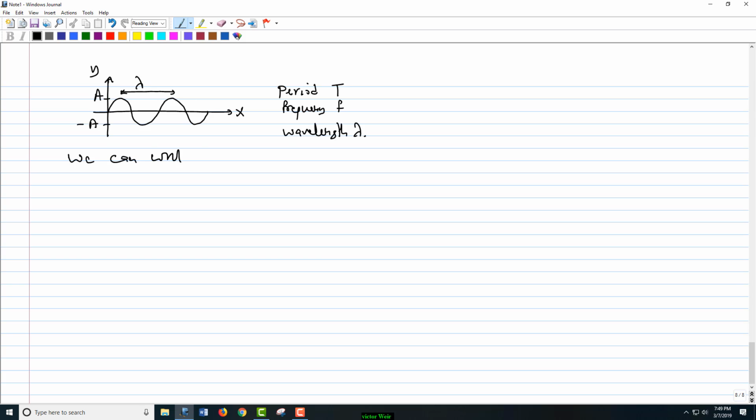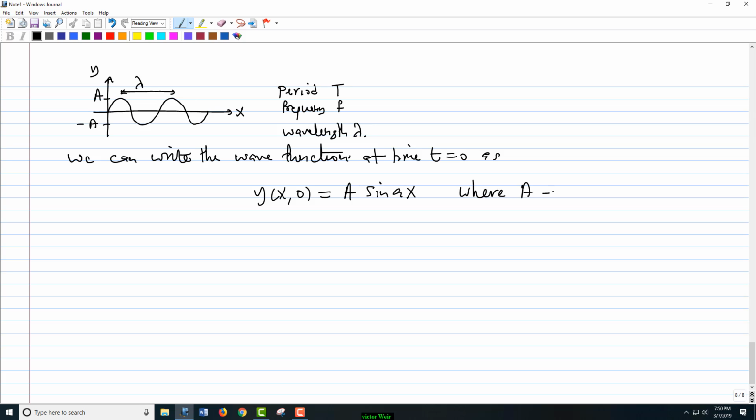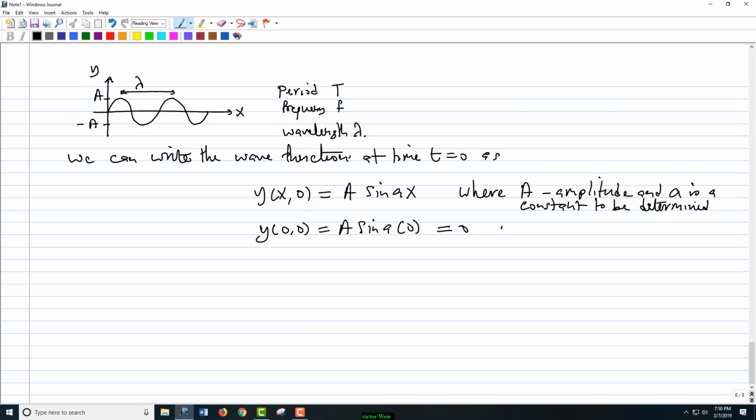We can write the wave function at time t equals 0 as y(x, 0) equals A sin(ax), where A, of course, is our amplitude, and lowercase a is a constant to be determined. So at x equals 0, y(0, 0) would be written as A sin(a·0), which is equal to 0. So this is at x equals 0.